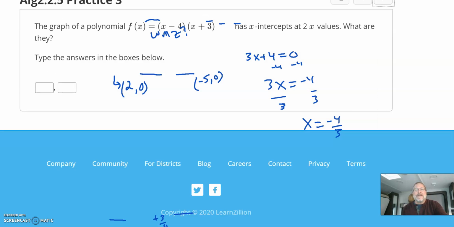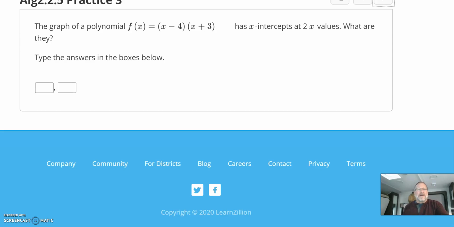All right, let's take a look at another one. Let me clear my screen there. Okay, this graph of a polynomial has x-intercepts at 2 values. What are they? So they're just asking, what makes 0 again, aren't they? What makes 0 with the first binomial? Well, if you think opposite, that's fine, but make sure it really makes 0. And that's 4. And the next one would be negative 3.